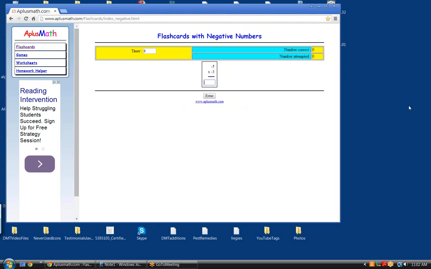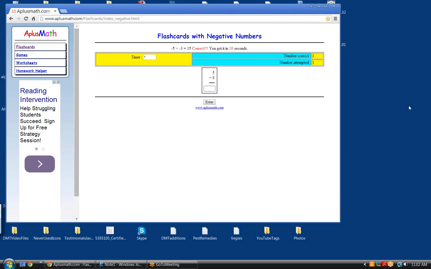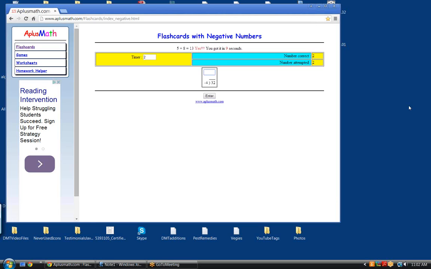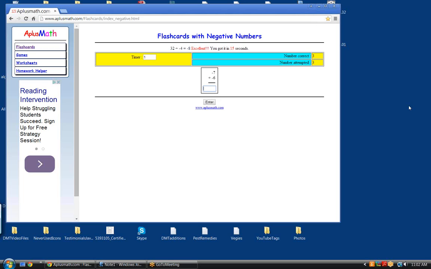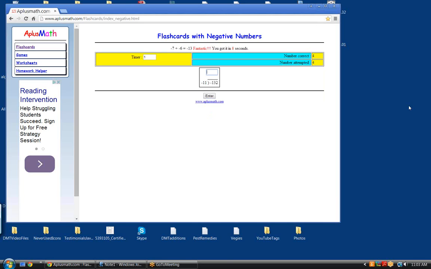It's going to be positive 15. And that was 10 seconds. This one? That is 13. 9 seconds. Go ahead. -8. Good. That is -13. Good. This one is 12.